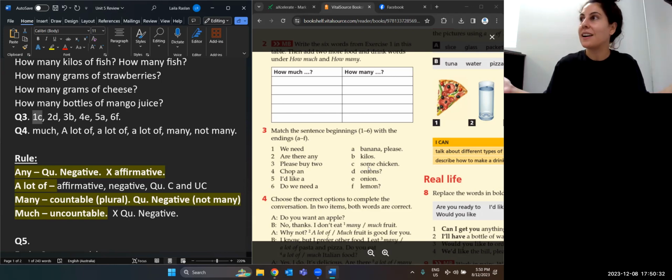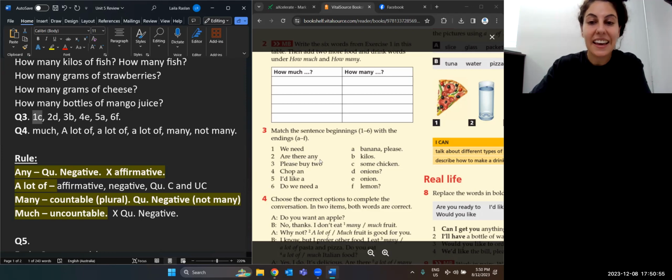Let's go buy some pizzas. Let's go buy some whatever. Unless you want to say exactly, we need 2 chickens. We need 2 packets of chickens, or we need 5 chickens, whatever. But in general, when I just want to say more than one, let's go buy some chicken.